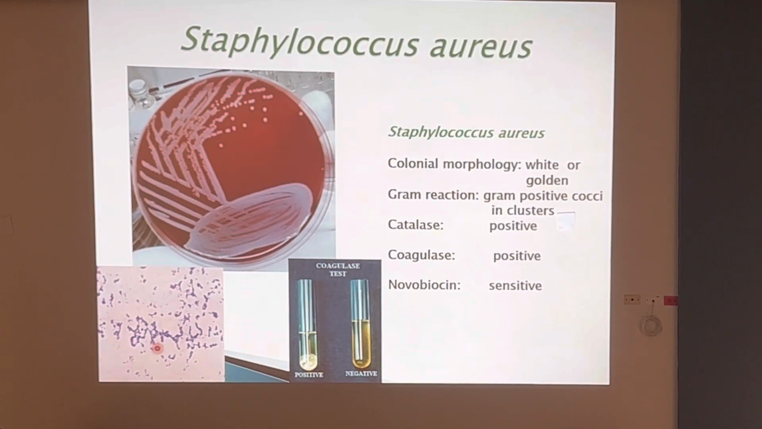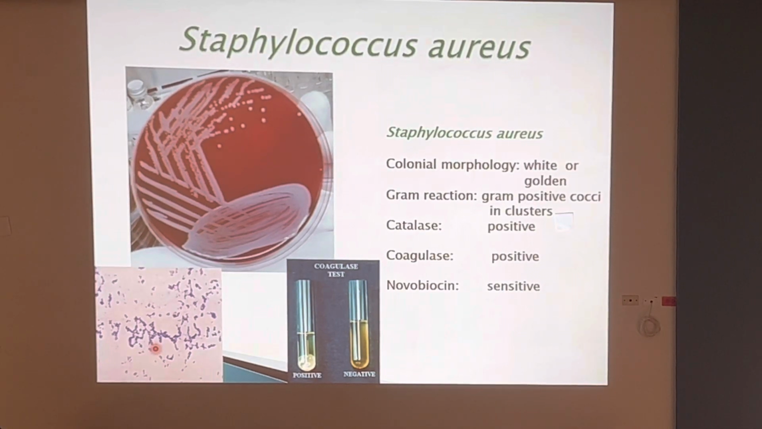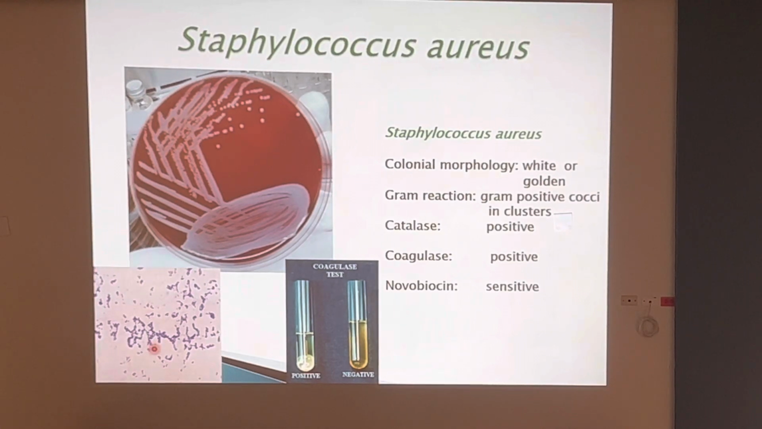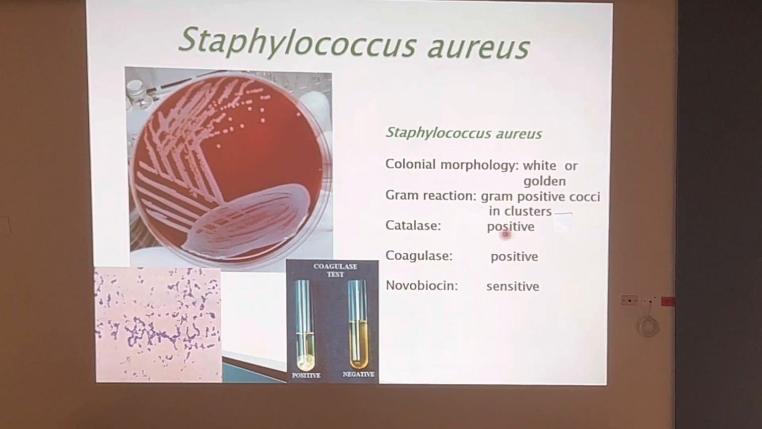So gram-positive cocci in clusters. We see gram-positive cocci in clusters from our gram stain, and we found these white or golden colonies on the blood agar. I wonder what this could be. But first of all, simply because we saw gram-positive cocci, we performed a catalase test. Your catalase test differentiates your staphylococci from your streptococci. All staphylococci are catalase positive. All streptococci are catalase negative. All right, so we did our catalase test, and here we found that it's positive.